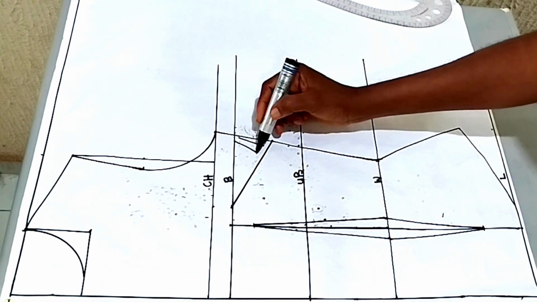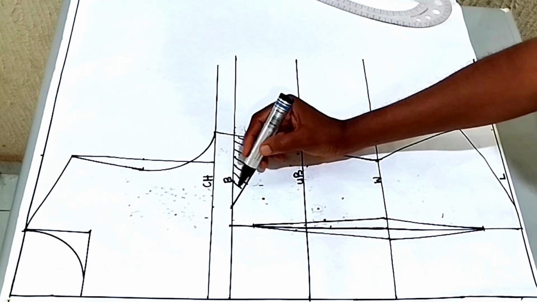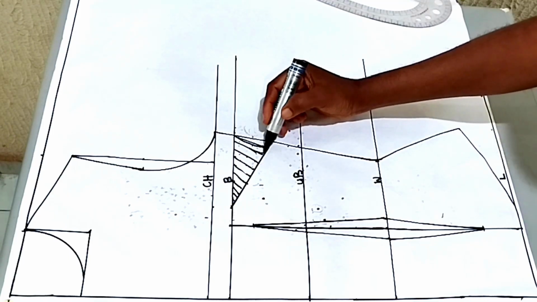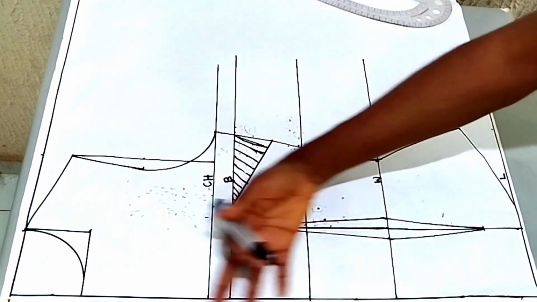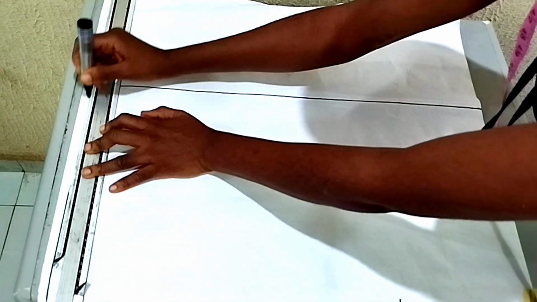So this is the basic bodice for the front. You have to make sure to mark the area that are going to be eliminated or be closed up while sewing your basic bodice. This is just it, guys. Now let's move over to the back.